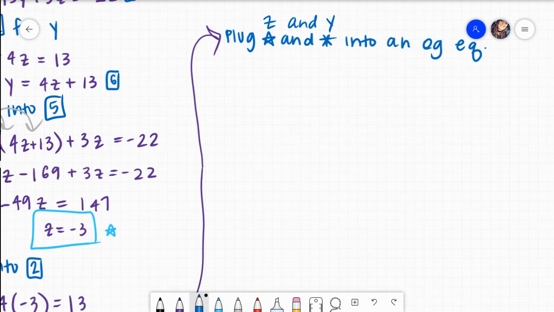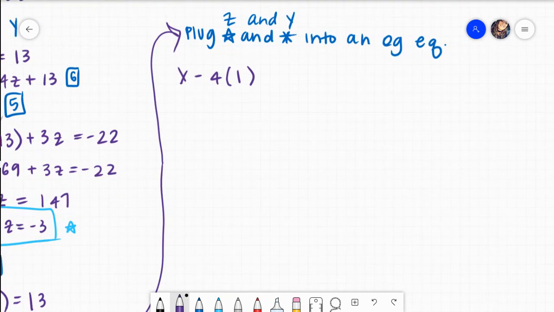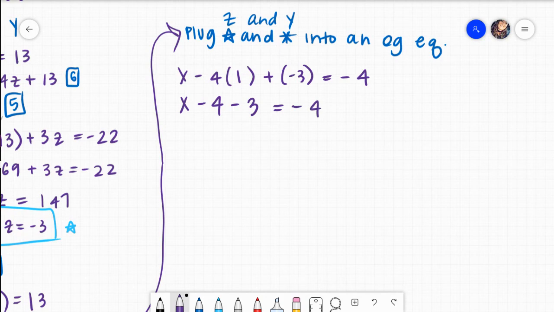And so what I do is I'm going to pick equation 3, and what I have is x, and then we have a negative 4 times y. My y is a 1. And then we have a positive z, right? So a positive z, but my z is actually a negative 3, and then equal, I've got a negative 4. So I've got x, 4 times 1 is 4, signs are different, so it's negative. This would be a 1, right? 1 times 3 is 3, signs are different, so it's a negative, equals a negative 4.